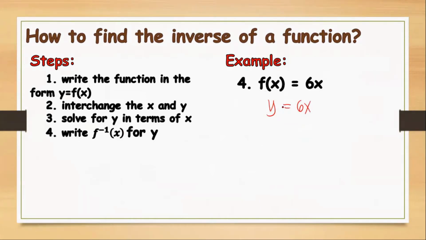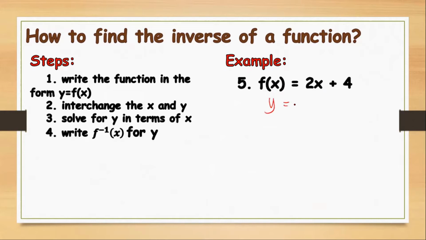Then we have to change first y into x and we'll have x equals 6y. In order to make this term have y on the right side, divide both sides by 6, and so we have y equals x over 6. So f inverse of x equals x over 6. Okay, so that's easy.